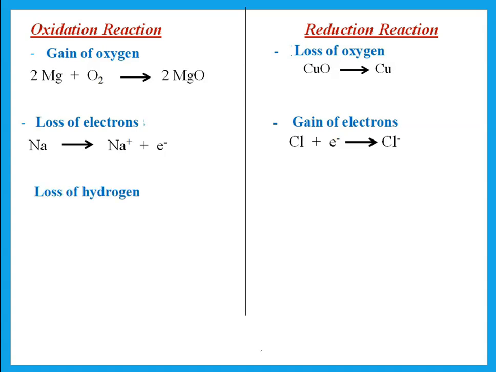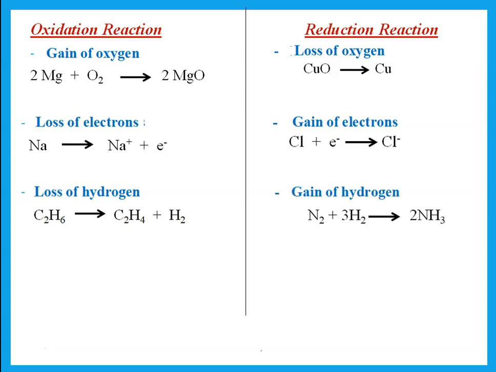It could also involve loss or gain of hydrogen. So oxidation will also be regarded as loss of hydrogen. If, in organic chemistry, ethane changes to ethene, this is regarded as an oxidation reaction. Reduction would be the opposite. So here nitrogen gained hydrogen, the gain of hydrogen is reduction.